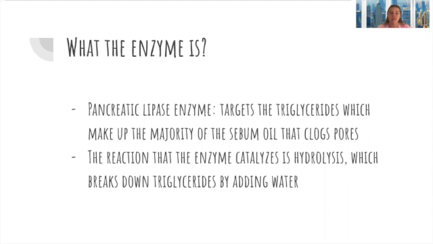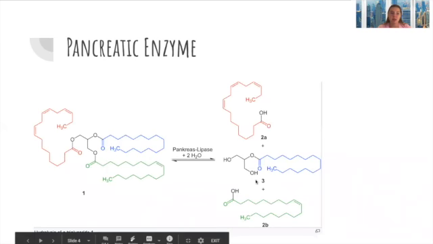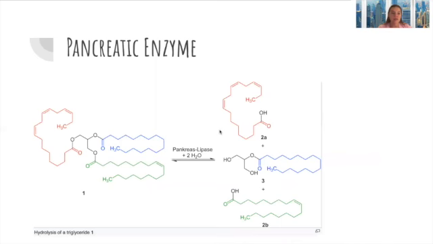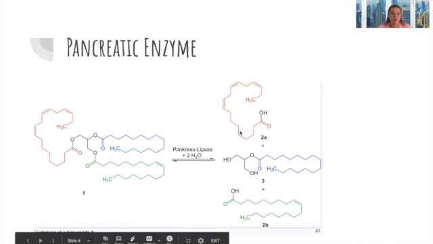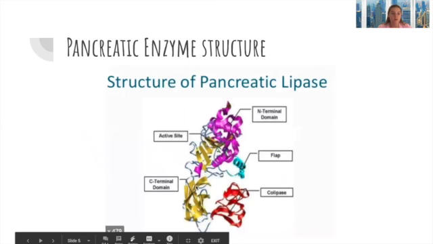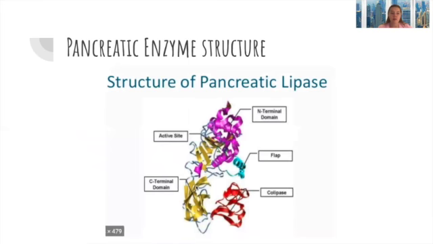Pancreatic lipases break down triglycerides, which make up more than 60% of the sebum oil that resides in skin pores. This is a diagram of hydrolysis that breaks down the complex triglycerides into mono and diglycerides. This is the structure of the pancreatic lipase. The active site is where the catalytic activity takes place.